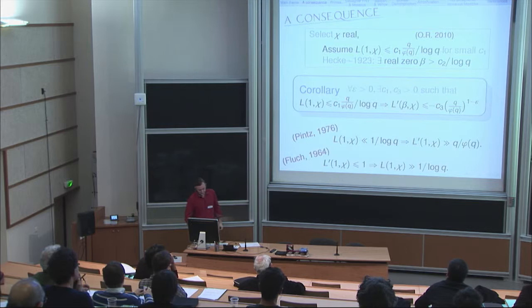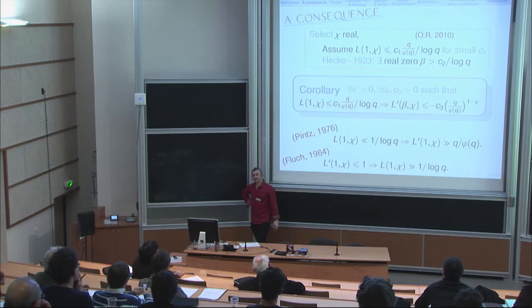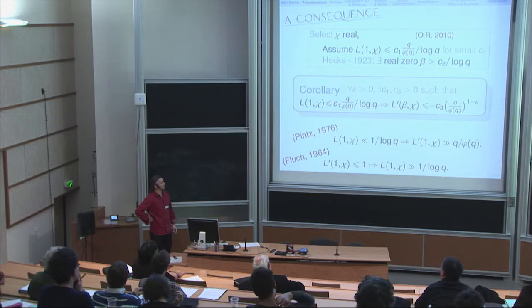There's another result of Flow that I quite like. If the derivative in 1 is less than 1, so I'm looking at the size of the derivative, then automatically L(1, χ) is larger than 1 upon log Q. So you don't have any Siegel zero. That's fairly amazing.